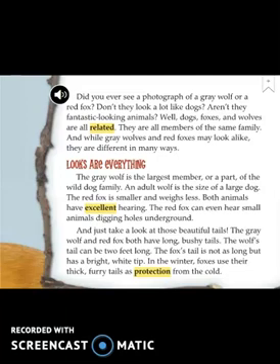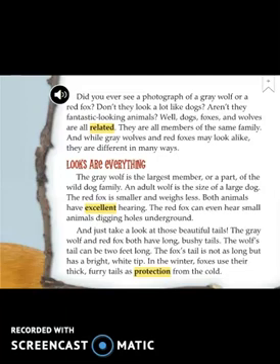Let's continue reading. Looks are everything. The gray wolf is the largest member, or a part, of the wild dog family. An adult wolf is the size of a large dog. The red fox is smaller and weighs less. Here we are having a contrast regarding size. So they are different in size. The three members of the family are different in size: the dog, the gray wolf, and the red fox.